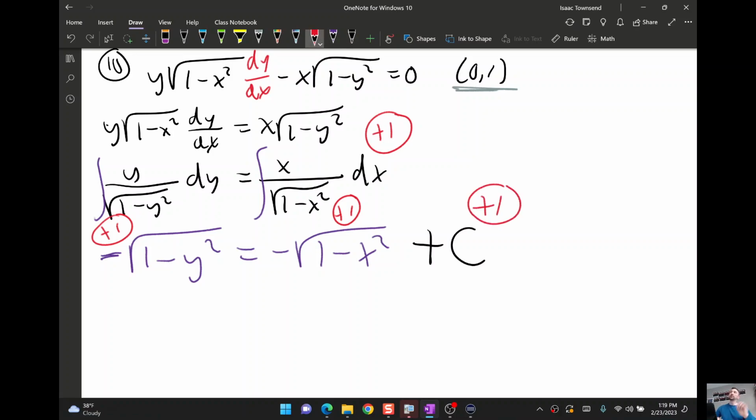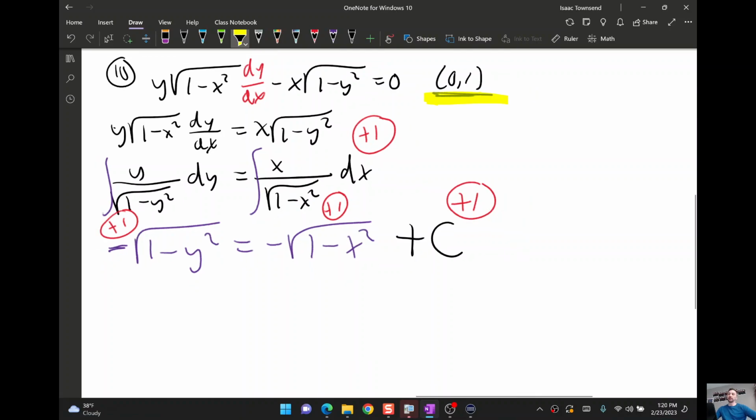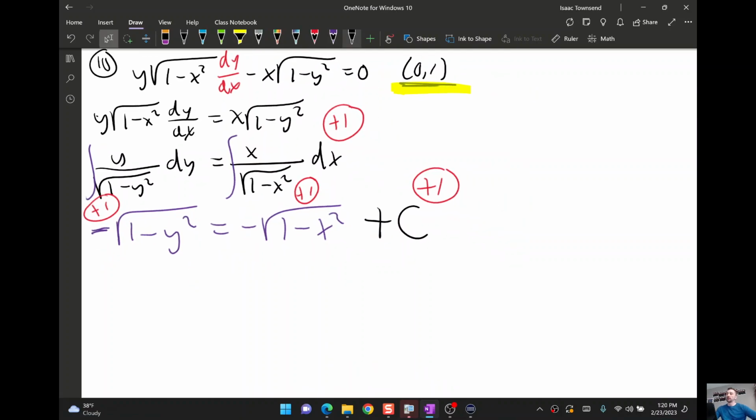And they often give you 1 point if you remember plus C. So even if you integrated wrong, you get a point for saying plus C. Okay, if we're given an initial condition, we can actually solve for this c. So this is what's different than the other two that I did for you earlier.